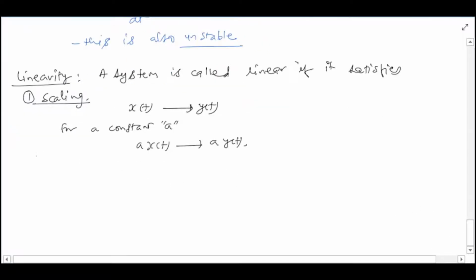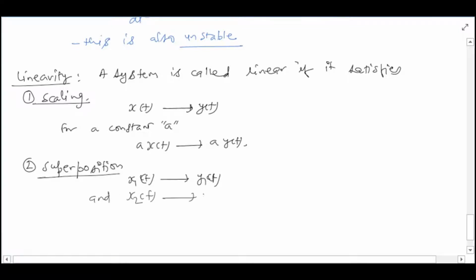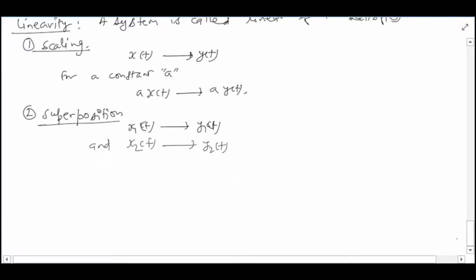And what is the second condition? The second condition is called superposition. It says that if input x1(t) results in output y1(t) and x2(t) results in output y2(t), then x1(t) plus x2(t) would result in y1(t) plus y2(t).